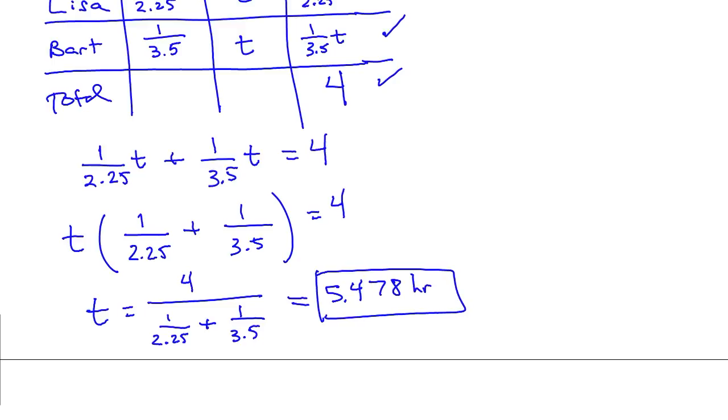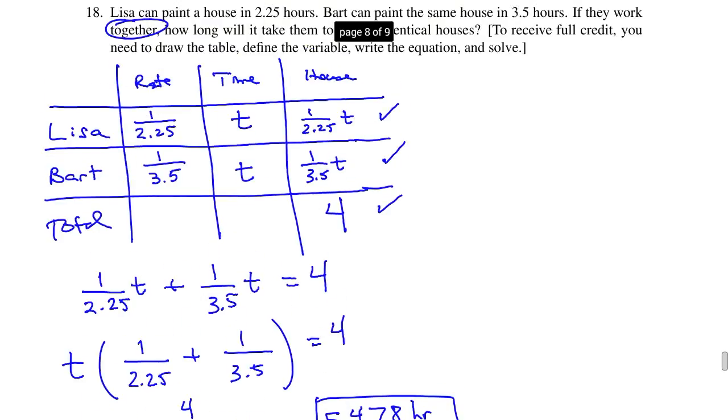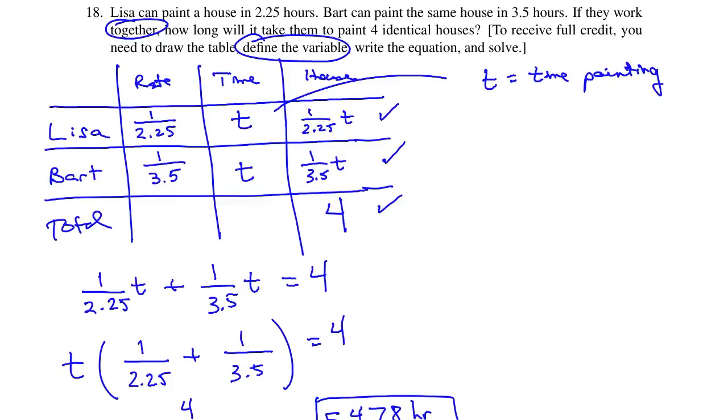The other thing we needed to do up here is define the variable. And t is going to be equal to time painting houses together.